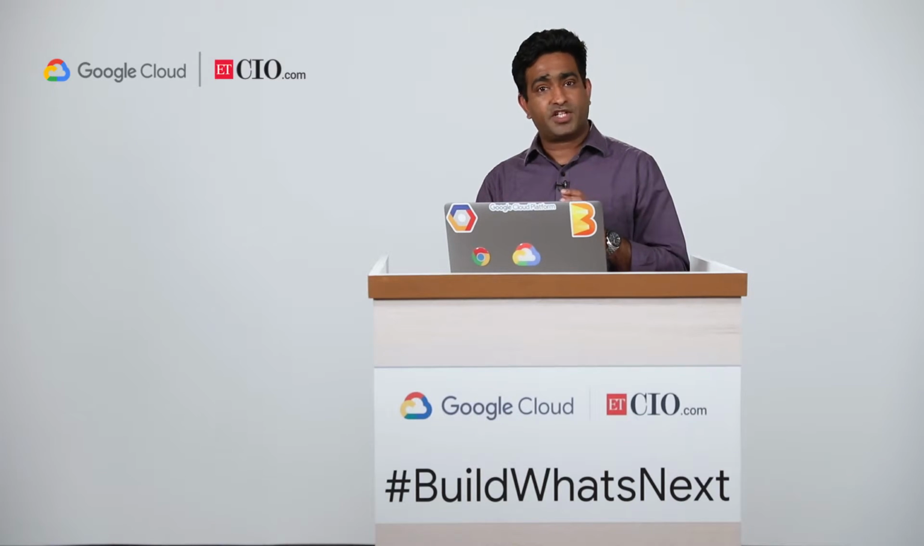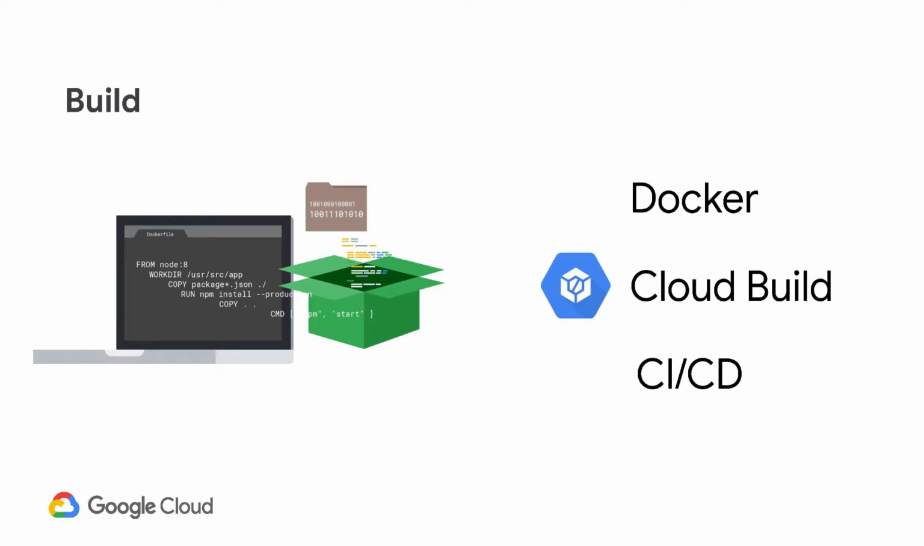And from a build perspective, we give you multiple options. The first option is you can build using Docker locally, which means that you can have the build process which you're following in your organization today. Once you have the image ready, you can push that image to our container registry, and from the container registry, you can have it deployed into Cloud Run.